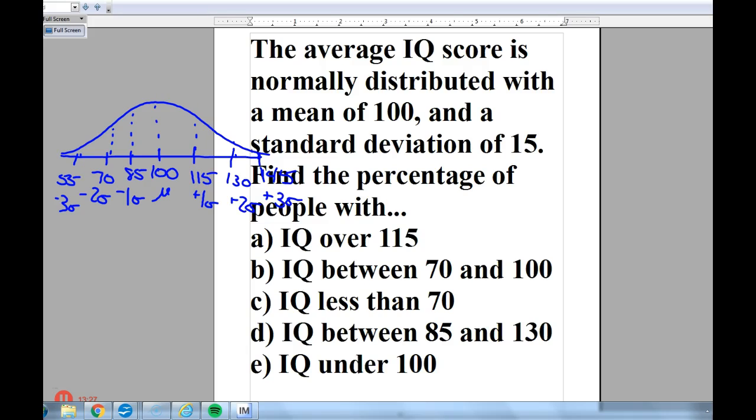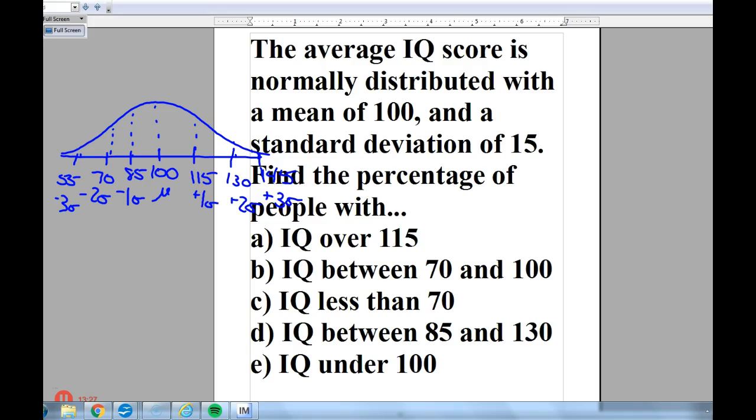Am I good to start explaining or are people still writing? Still writing? Alright, I'll wait 5 seconds. That's how patient I am. So if it's from the middle, if it's from the mean down or the mean up, it's automatically 50%, right? Why? Because it's normal. What is it about normal that makes the mean right in the middle? Because it's symmetric, you can do that.